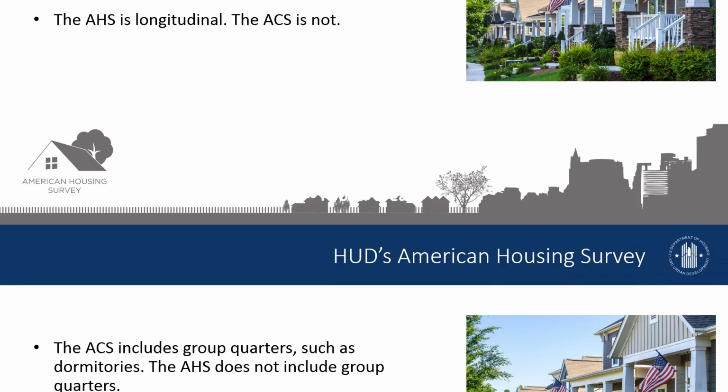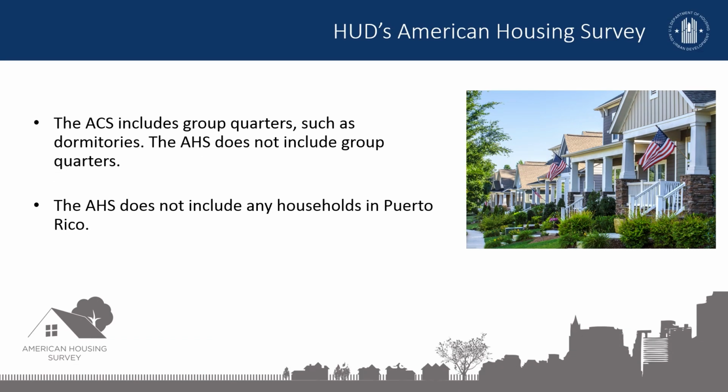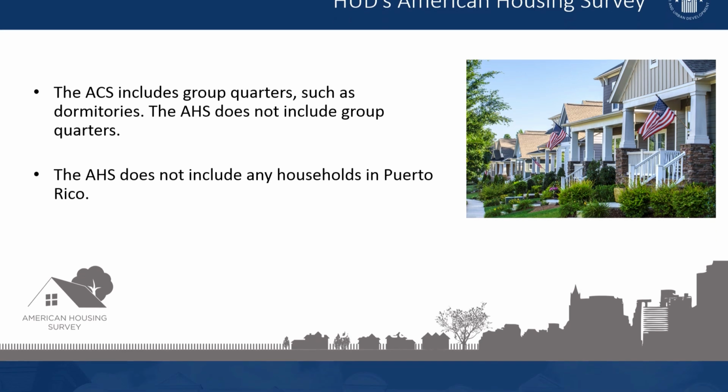Another key difference: the ACS includes group quarters, such as dormitories. The AHS does not include group quarters. Finally, the AHS does not include any households in Puerto Rico, where the Census Bureau conducts a version of the ACS for Puerto Rico called the Puerto Rico Community Survey.